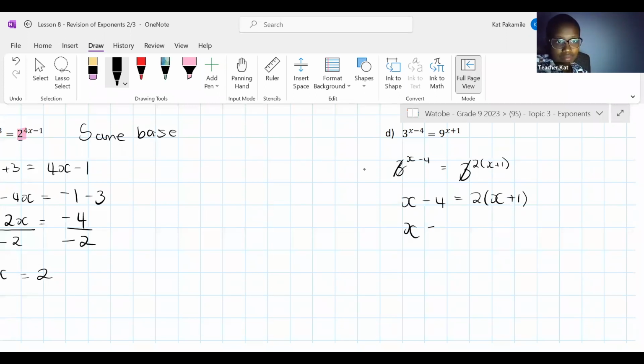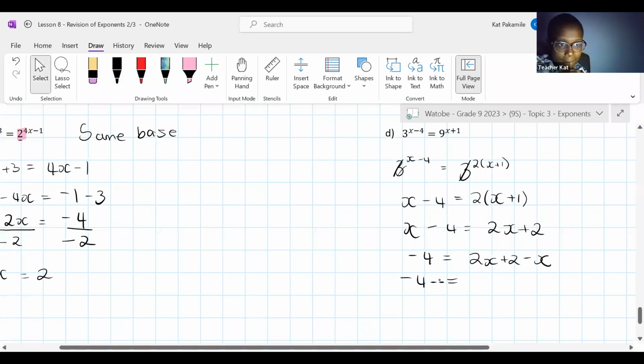And I subtract x from both sides. It gave me negative 4 equals x plus 2. I subtract 2 from both sides. It gave me negative 4 minus 2 equals x, and I simplify them. Negative 6 equals x, and I switch sides and I said x equals negative 6.